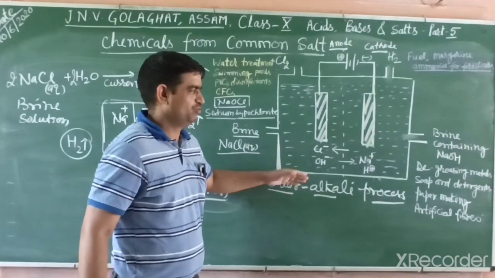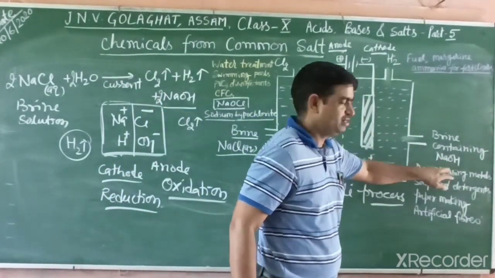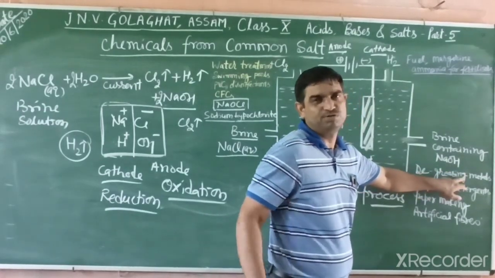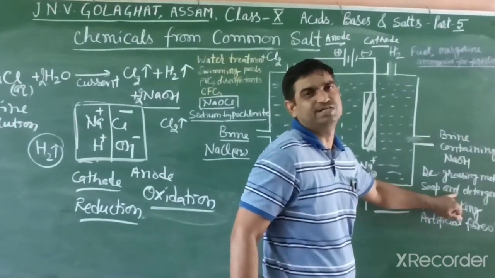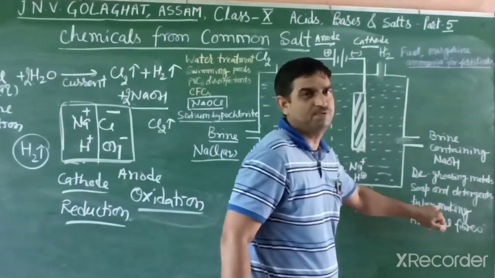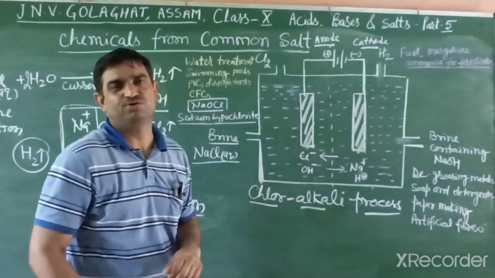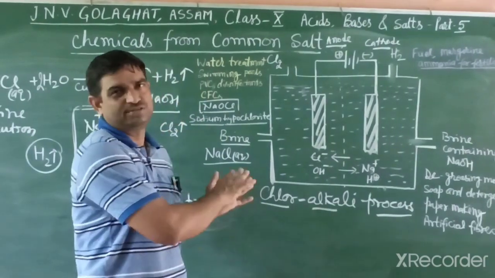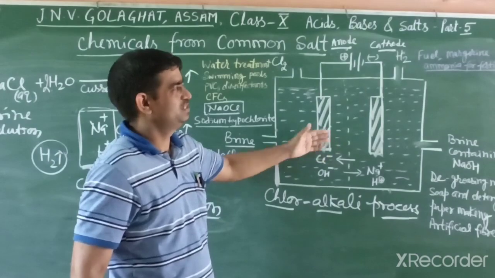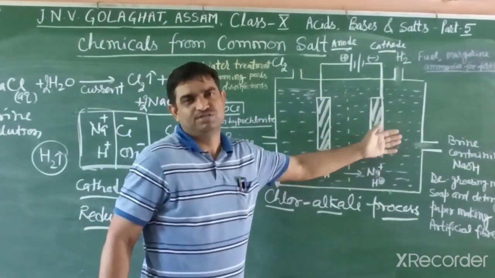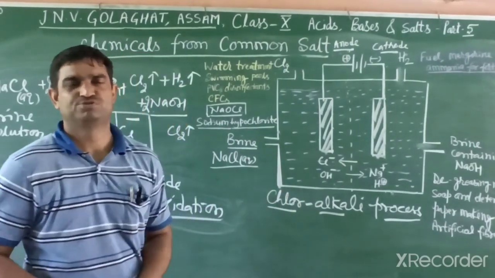And another use of the alkali: sodium hydroxide solution is used for degreasing metals. Its main use is for making soap and detergent, to remove grease, for paper making and artificial fibers. So this process is known as the chlor-alkali process. Students, carefully write in your notebook and see all the details and usage in your reference book, textbook, and write all the questions given in your NCERT books.